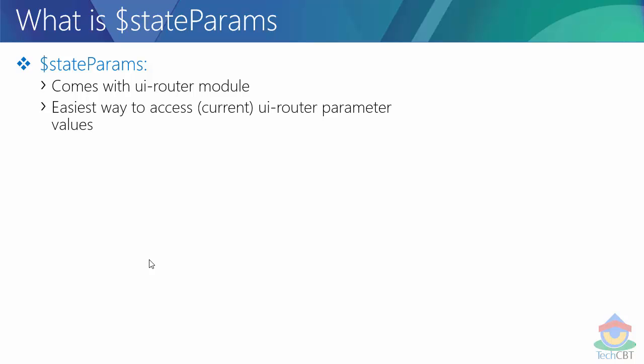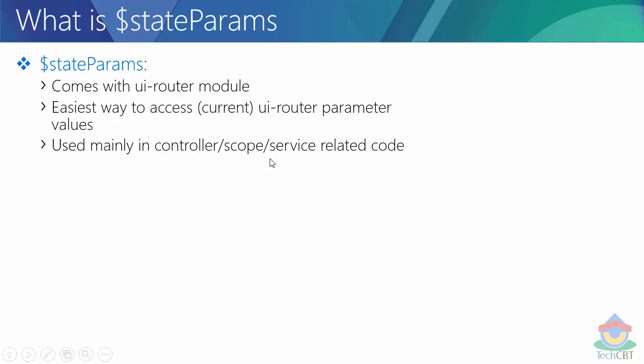That is the easiest way to access your parameters or parameter values, whatever you configured as part of your state in your application. If your application tries to switch to a different state and that state involves a particular route with various parameters and values, you can literally get hold of all of those parameters and values in your application or in your code using $stateParams. And as I mentioned, $stateParams is usually used in controller, scope, or service related code.